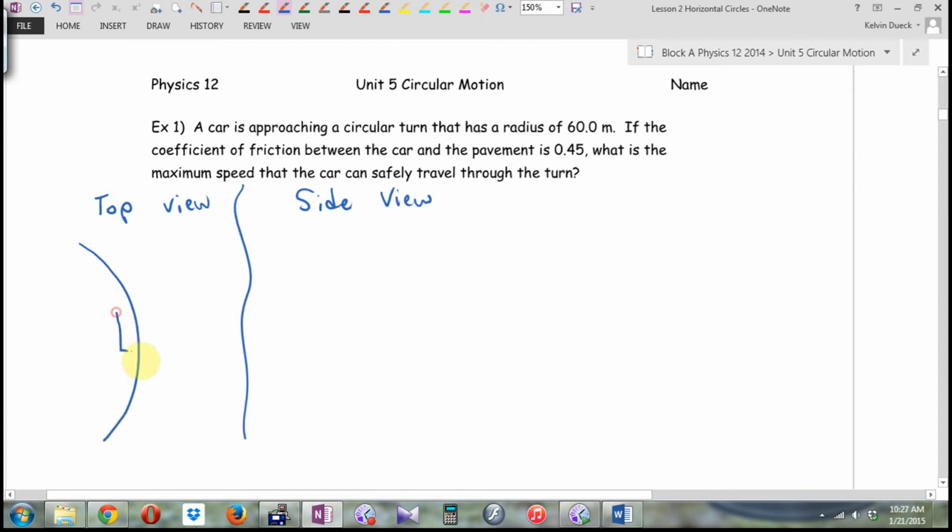Here's the car. Say it's traveling, let's have it traveling this way. What are the forces acting on it? Get the obvious one: gravity. From the top view, I would draw that into the page. Is it sinking into the ground like quicksand? Is it flying into the air like Superman? Why? What's pushing out of the page? What's keeping it from sinking into the ground like quicksand?